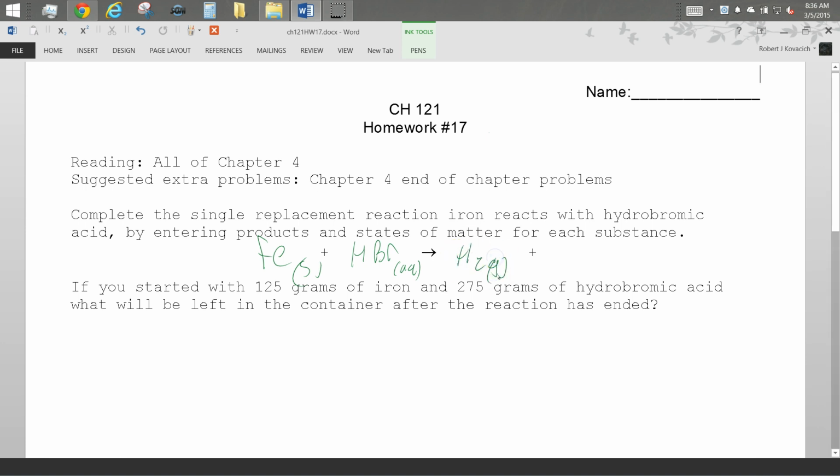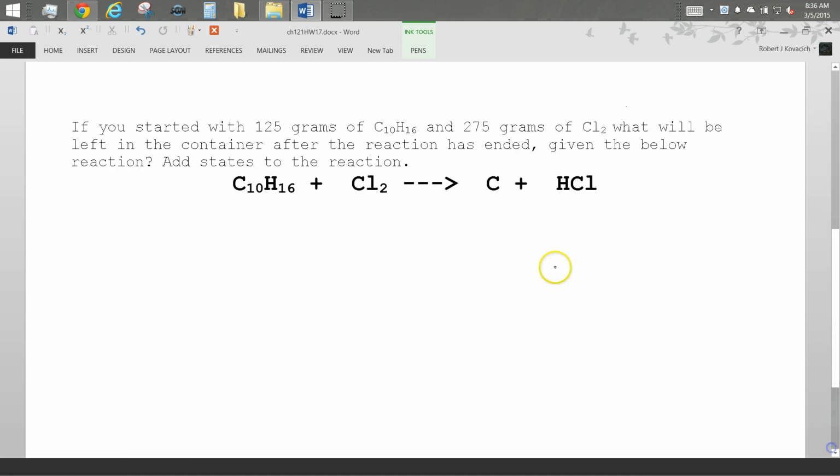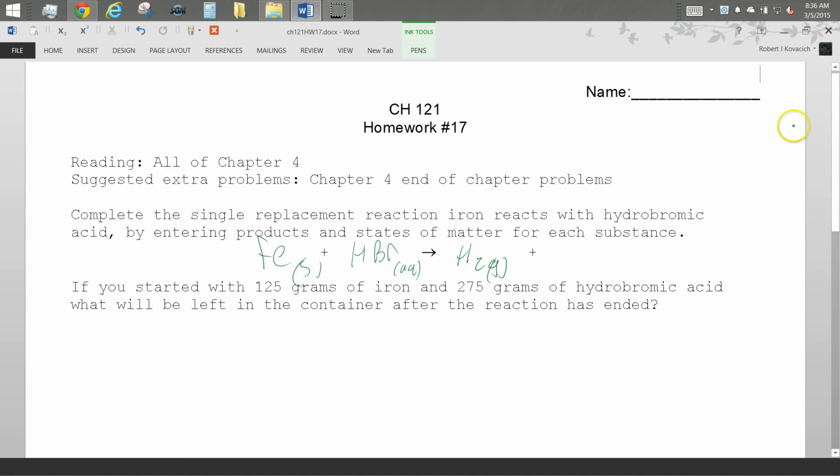Yeah. Hydrogen and what? Iron, bromine. Oops. FeBr. So you probably put FeCl2? Or did you put FeCl3? Did you not put any extra Cls?